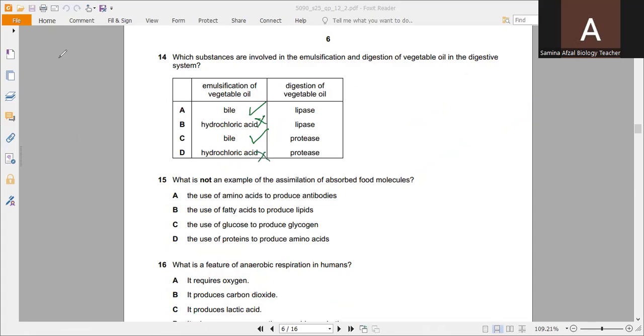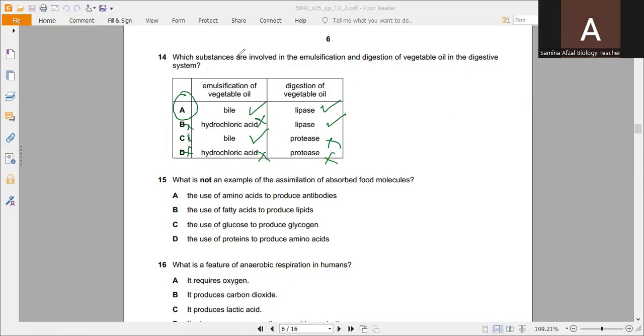So digestion of vegetable oil. Lipase is an enzyme which is used to digest the vegetable oil. Protease is used to digest the proteins. So A and B, and only A is correct because in B there is hydrochloric acid, only bile is in A. So A is the correct option over here. Bile is used for the emulsification of vegetable oil, whereas the digestion of vegetable oil takes place by the enzyme lipase.